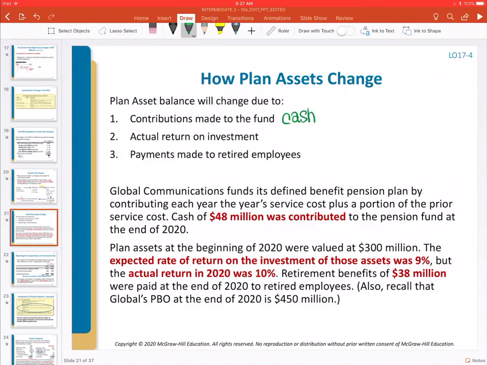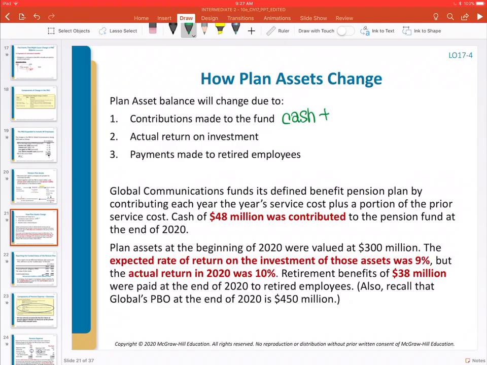So if we make cash contributions to that plan asset fund, what we're essentially saying is that we're sweeping cash from our operating account and putting it in this plan asset account. We would do that again as our employees get closer to their retirement period. We would need to have more funds available to pay out those retirement benefits. So contributions made to the fund is simply putting more cash into that fund, and that's obviously going to increase the balance of our plan asset.